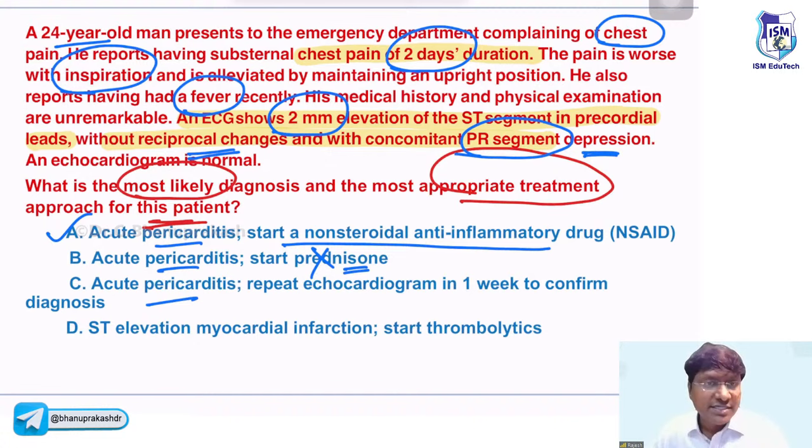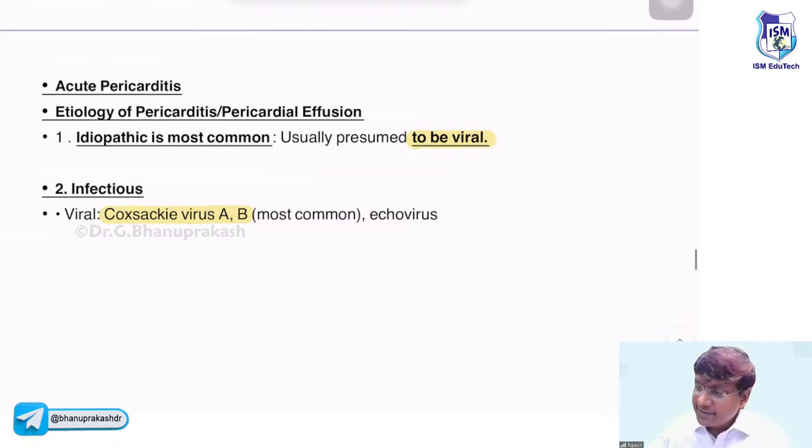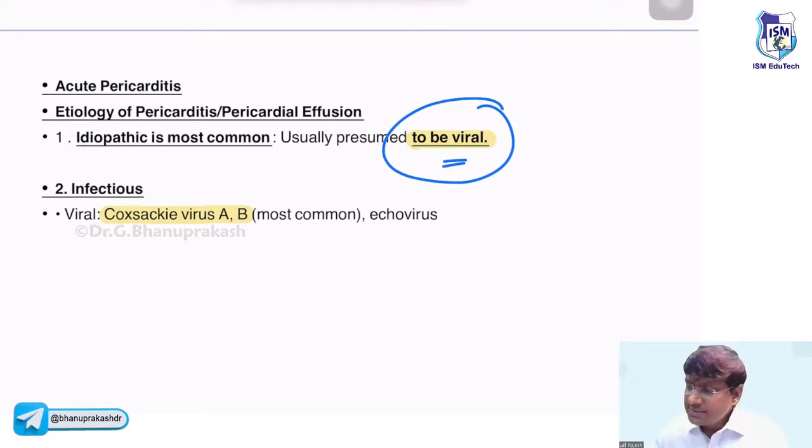Now, what you need to know is the most common cause for acute pericarditis. It is mostly viral in etiology. And among the viruses, which is most common? That is the Coxsackie virus. So Coxsackie A and Coxsackie B are the most common viruses, followed by echovirus, which is a very important cause of acute pericarditis. But the most common is Coxsackie virus.